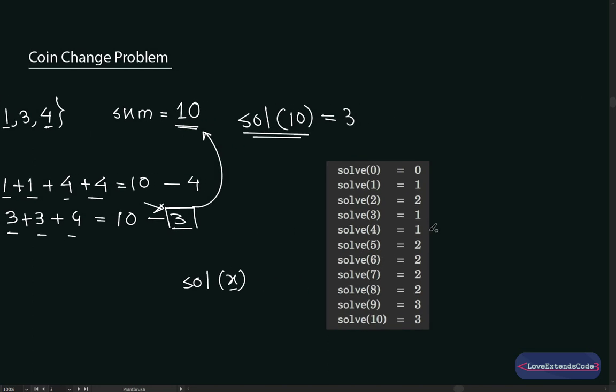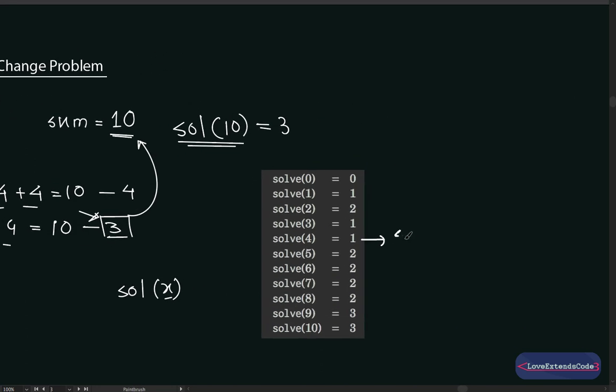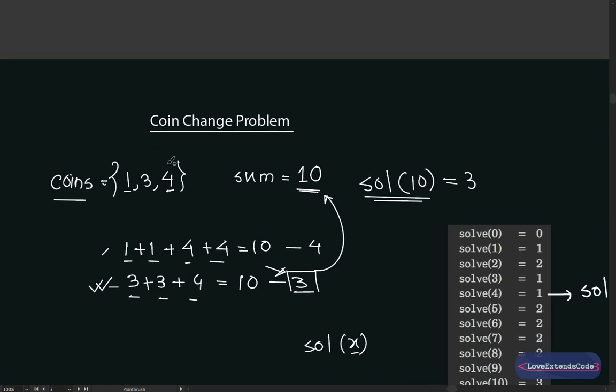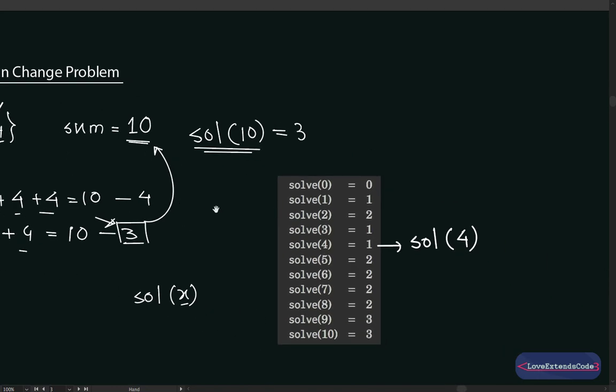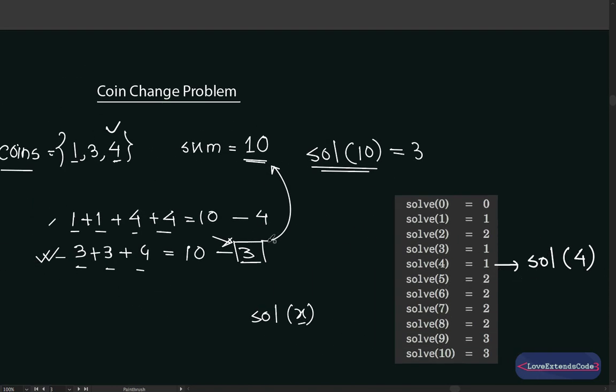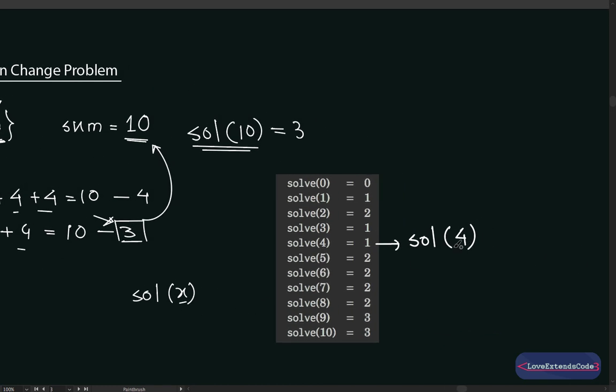Let's talk about this approach. Okay, solve(4). Now if I take the sum as 4, how many coins do I need? I can just take this coin alone and it's going to make the sum 4 itself. So solve(4) is going to return 1 because I require only 1 coin to make the sum 4.